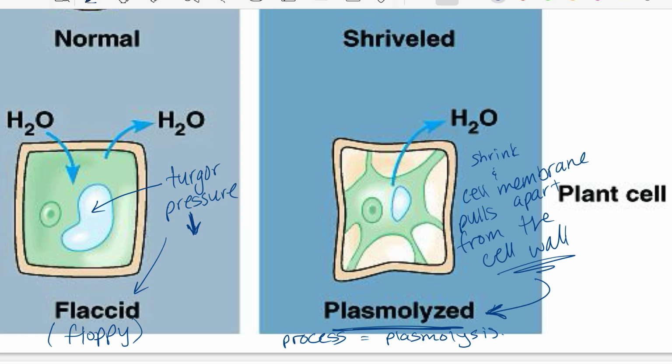Okay, plasmolysis. Plasma means like the liquid inside the cell. Why am I drawing a blank on this? The cytoplasm, right? The cytoplasm, the plasma, the liquid inside the cell, is being cut from the cell. So it looks like it's breaking up. And that's because the cell membrane is pulling away from the cell wall.